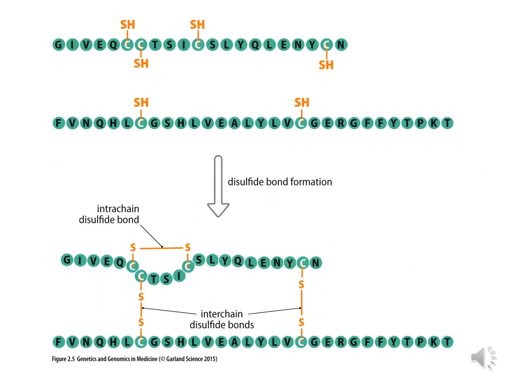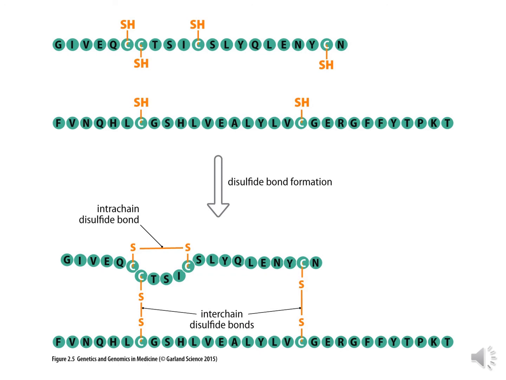Intra-chain and inter-chain disulfide bridges in human insulin. We're going to use human insulin as an example of how disulfide bonds are involved in types of protein structure. Human insulin is composed of two polypeptide chains, the A chain that contains 21 amino acids and the B chain with 30 amino acids.